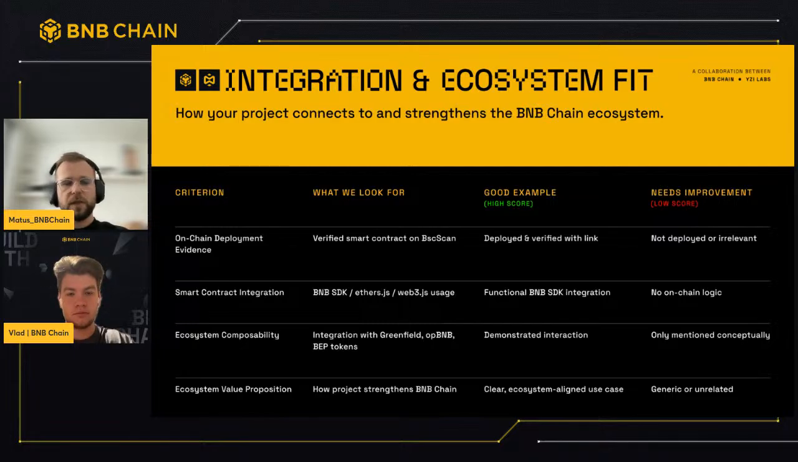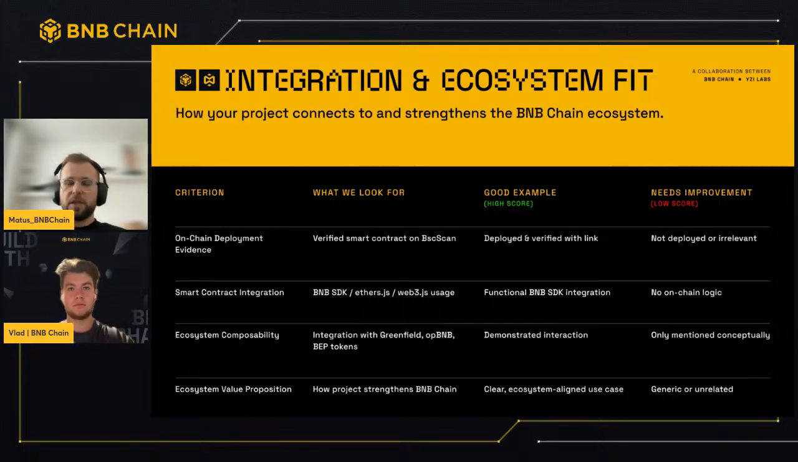Next thing is the integration, and I'm sorry, ecosystem fit. How well your project connects to our current BNB Chain. So if you deploy and verify your smart contract on BscScan, we put a lot of score on deployment links, and if the contract was verified, how the smart contract is integrated, what packages you used regarding connecting to BNB Chain.